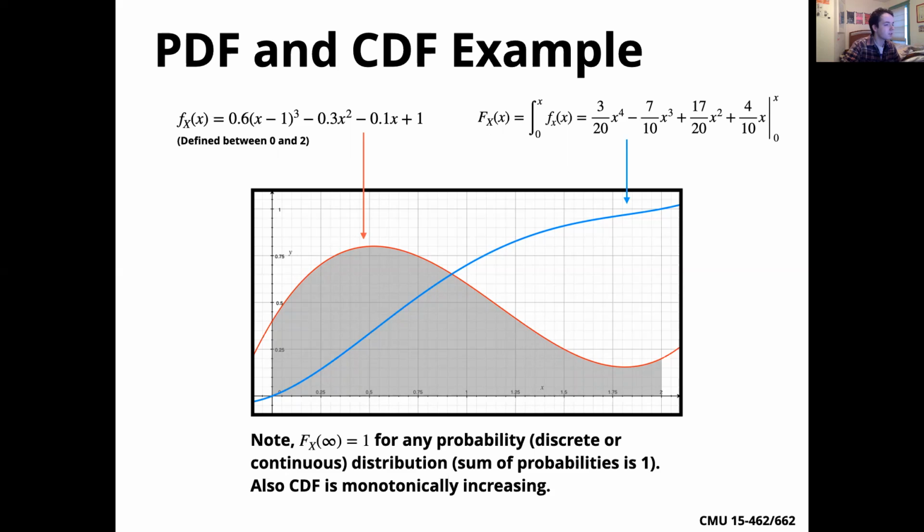In order to be well formed, over the domain from 0 to 2, we need the integral to be 1, which it is. Another thing to notice is that the CDF is monotonically increasing, which makes sense. It's just a sum.